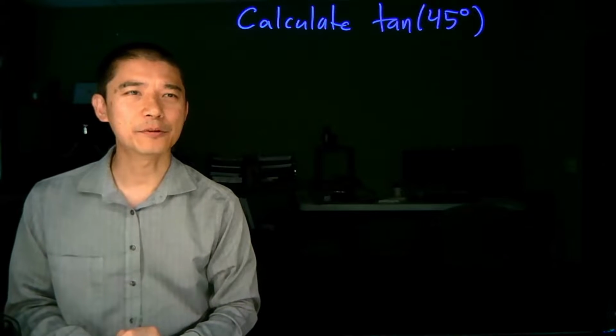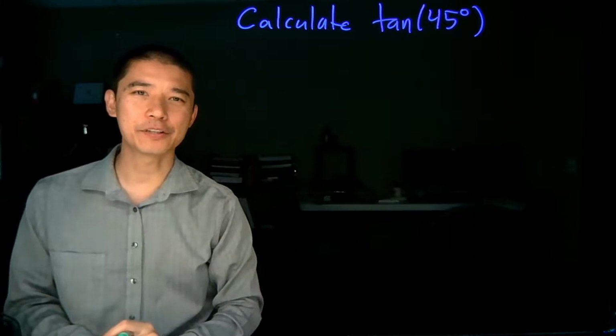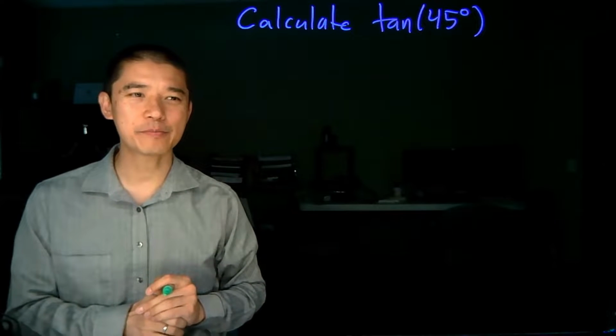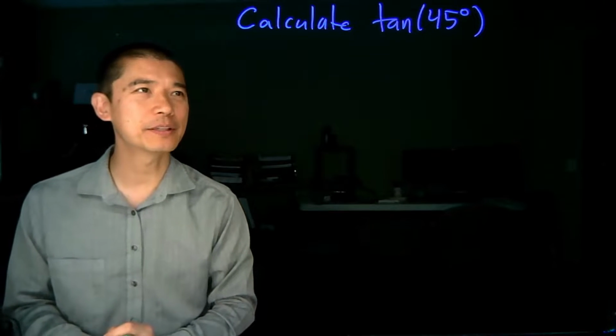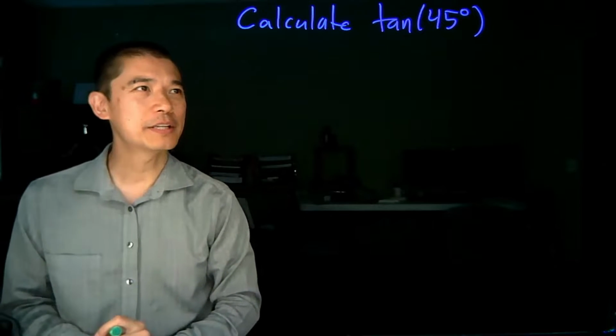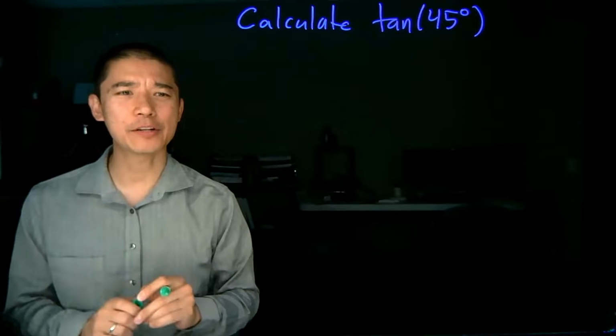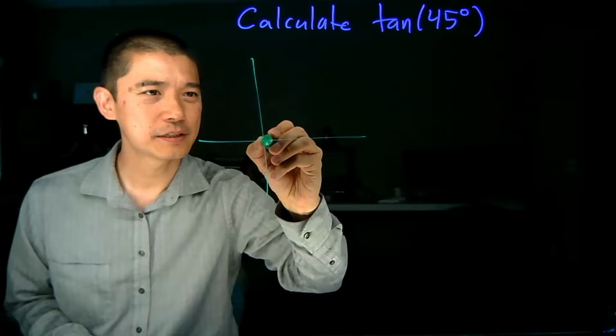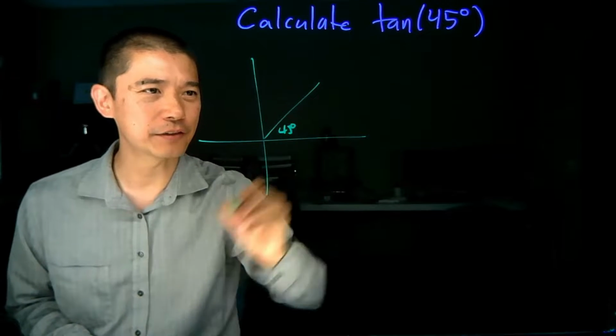So here's an example. Calculate tangent of 45 degrees. We're going to do this 2 different ways. We're going to do it once using the geometric method and once using a more algebraic method. So, the geometry, tangent of 45 degrees. What are we thinking about geometrically here? Well, geometrically, we're thinking about the plane, and we're thinking about this 45-degree angle.